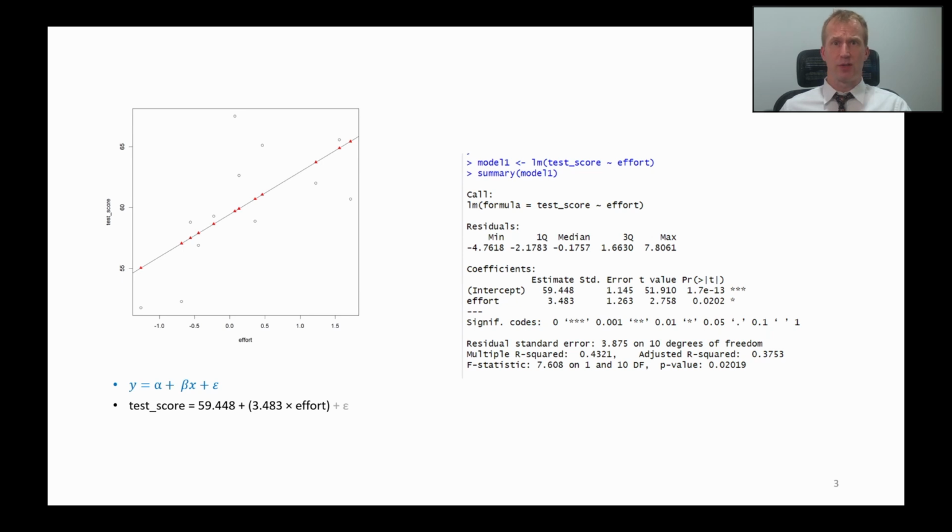Let's plug these values into our OLS regression equation. Y equals alpha, the intercept term, plus beta times x. X corresponds to the explanatory variable, which is effort, plus the residual error term. So in our case, the test score is predicted to be 59.448 plus 3.483 times effort, plus the error term, which is 0 on average, so we can just ignore it here. When effort equals 0, test score is predicted to be 59.448. When effort equals 1, test score is predicted to be about 62.9.